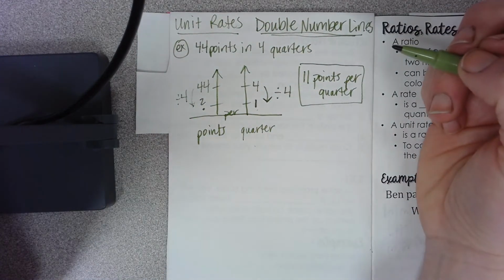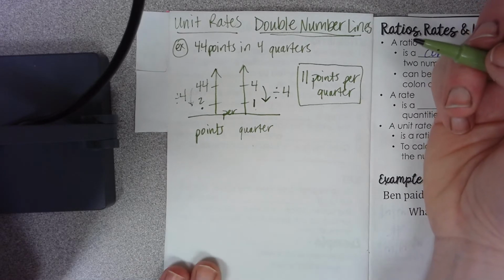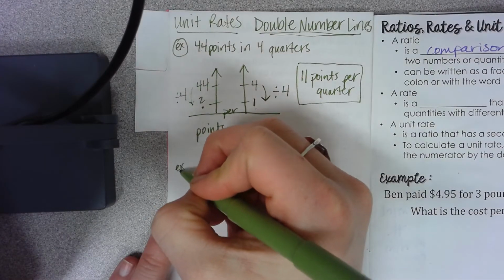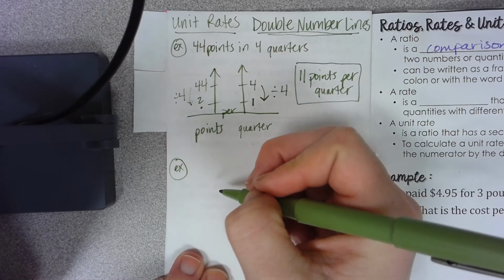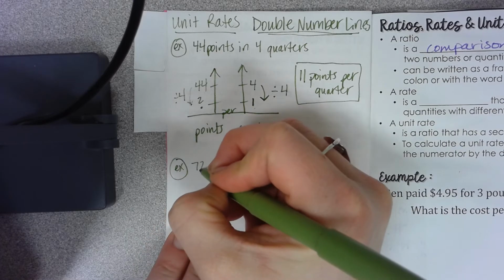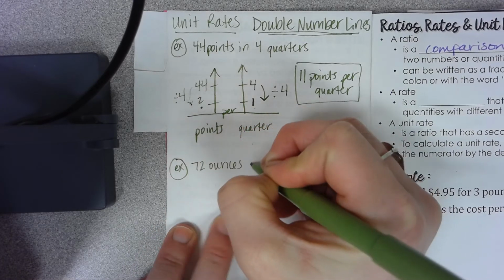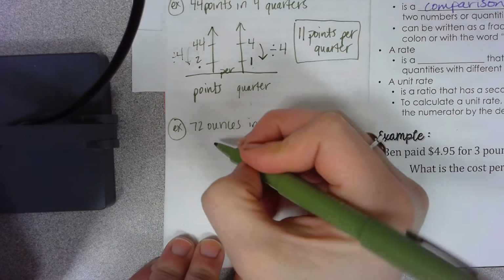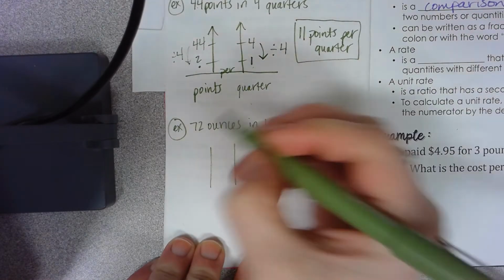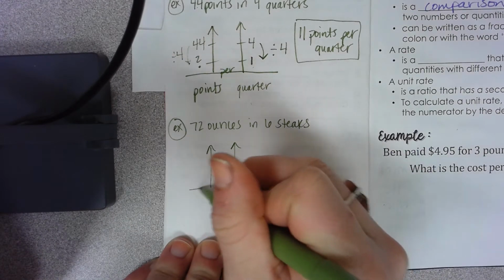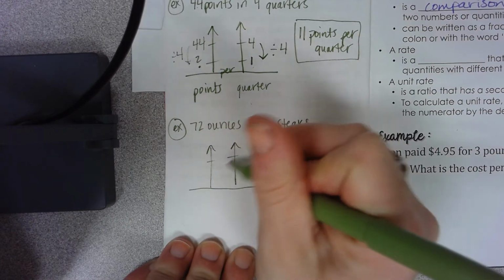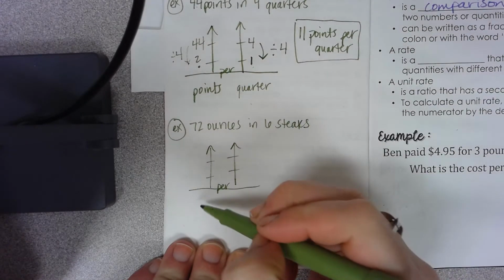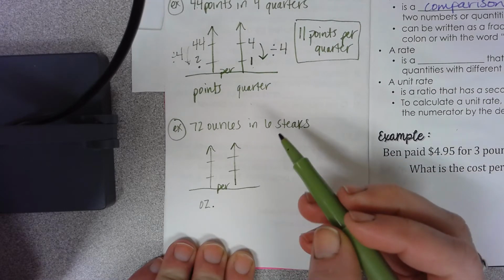Okay, I know that was kind of a long explanation, so let's do another problem here so you can get a little bit faster pace of an example for a double number line. So example, let's do 72 ounces in 6 steaks. Okay, now let's draw in our double number line. So draw your 2 lines going up and down, put an arrow at the end, draw your perpendicular line underneath, do your 4 notches, and the word per, and you're ready to go. Okay, so now ounces is first, so I'm going to write ounces, and I'm going to abbreviate it OZ. Steaks over here.